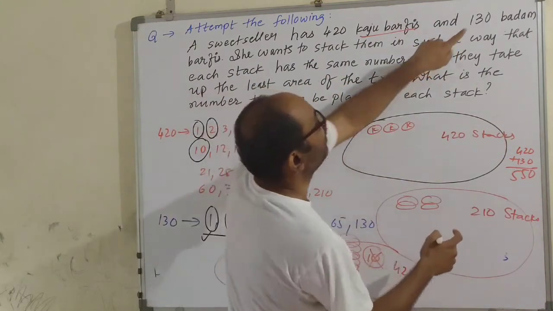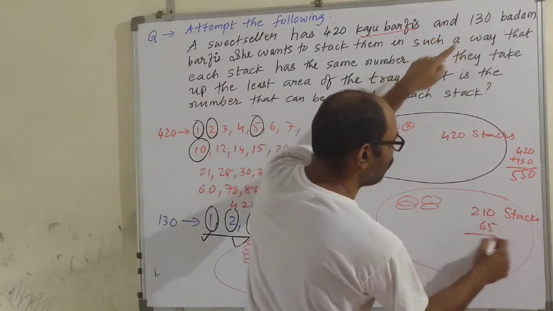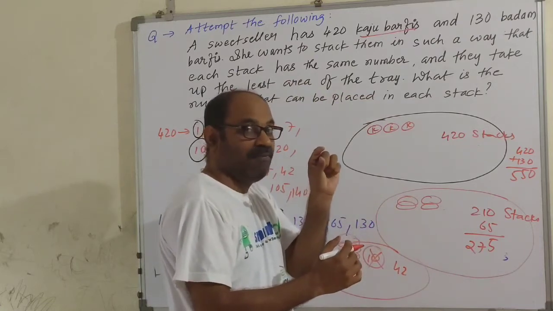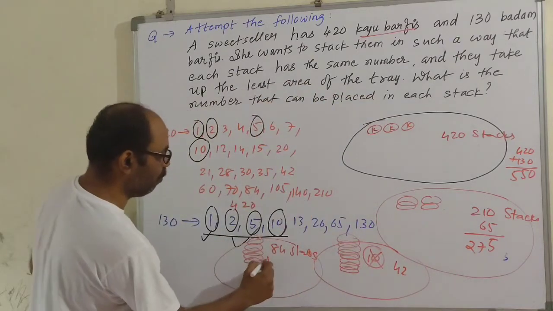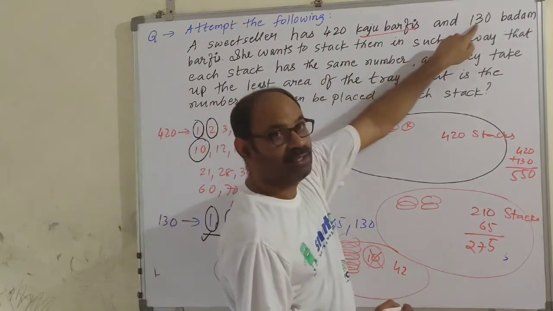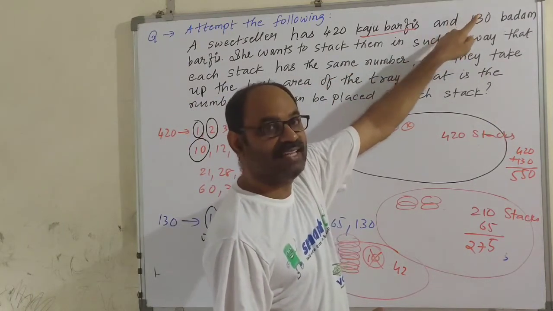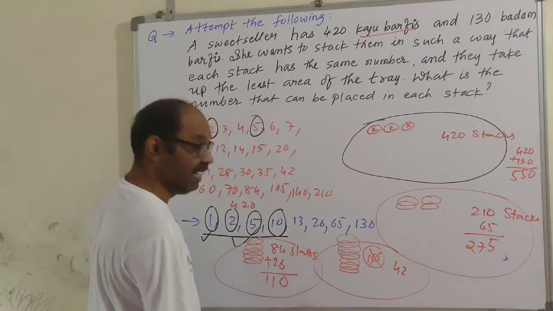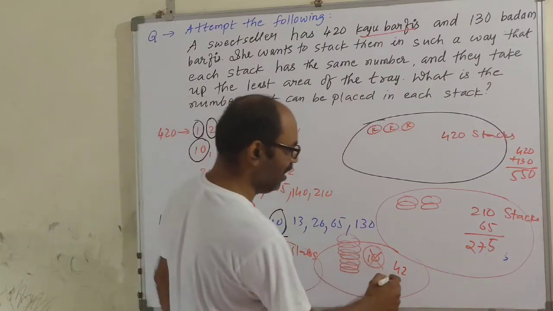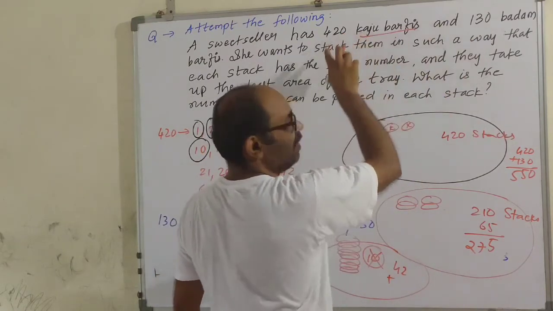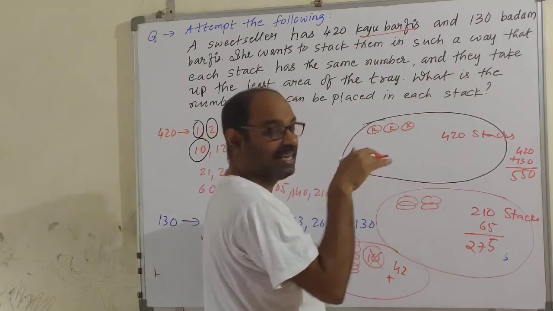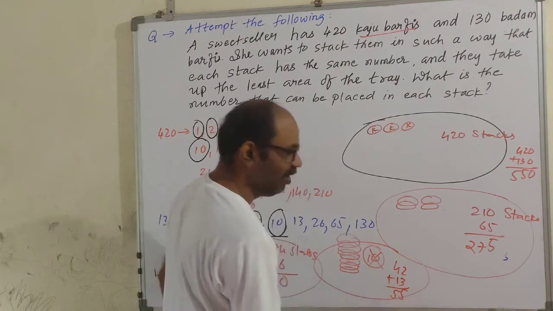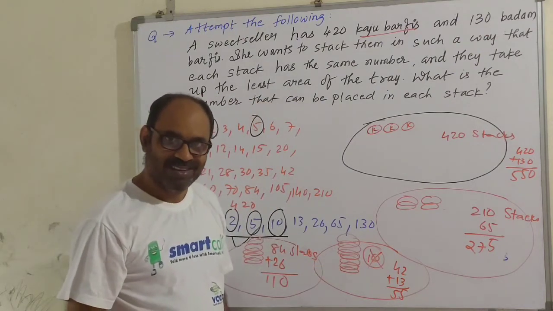Second, 210, and what is half of 130? 65. So plus, 275 stacks will be formed when you put 2 burfis in each stack. 84 plus, now this 130 divided by 5, 5 2s are 10 and 5 6s are 30, so 26 stacks would be formed. So a total of 110 stacks would be formed. And here 42, 420 divided by 10, because in each stack there are 10 burfis. 130 divided by 10 will be 13. 42 plus 13, only 55 stacks would be formed.